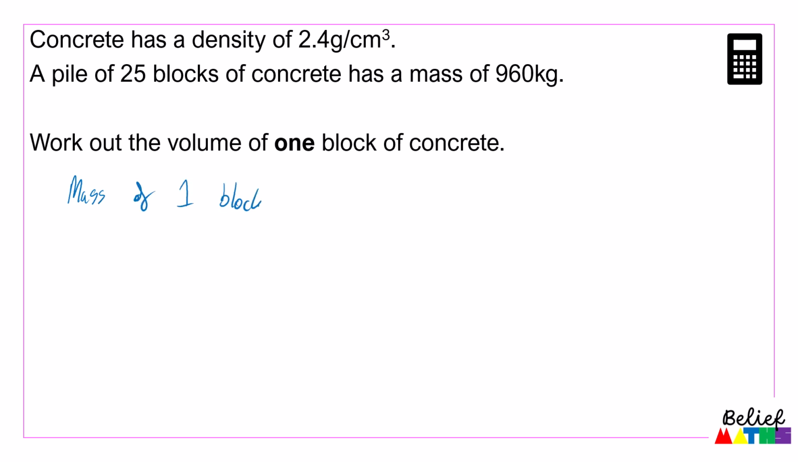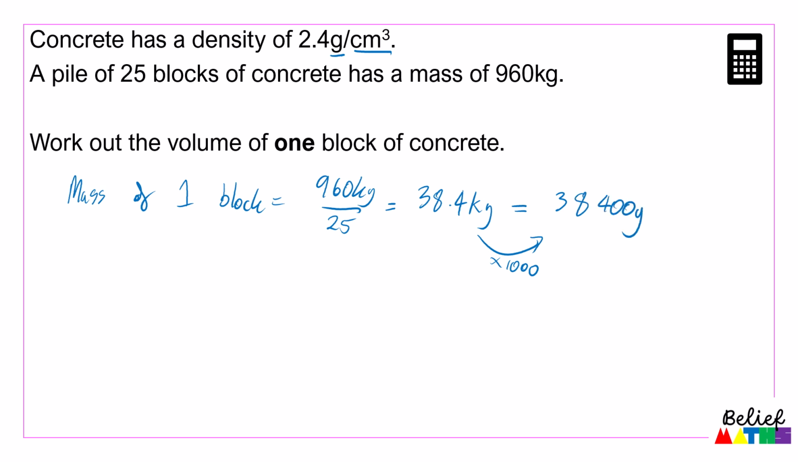Now the mass of one block of concrete is the 960 kilograms divided by 25 blocks, which tells us that each block is 38.4 kilograms. Now that's not much use to us because we want our densities in grams per centimeter cubed. So we need that in grams. Remember there's 1,000 grams in a kilogram, so we're going to multiply that by 1,000, which gives us 38,400 grams for one block.